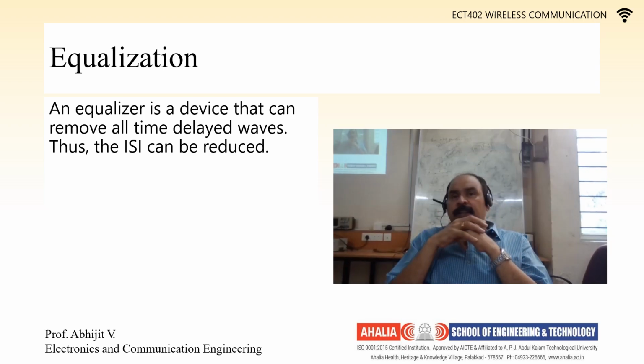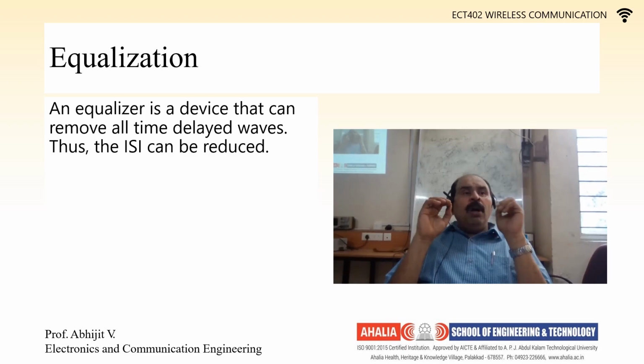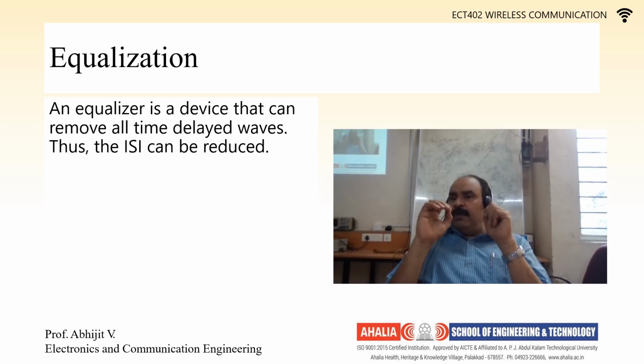So what is an equalizer? An equalizer is a device that can remove all time delayed waves, and the objective of the equalizer circuit is to remove intersymbol interference, ISI, completely from the received signal. We know that ISI can cause distortion and there can be a change in the received signal if there is ISI.